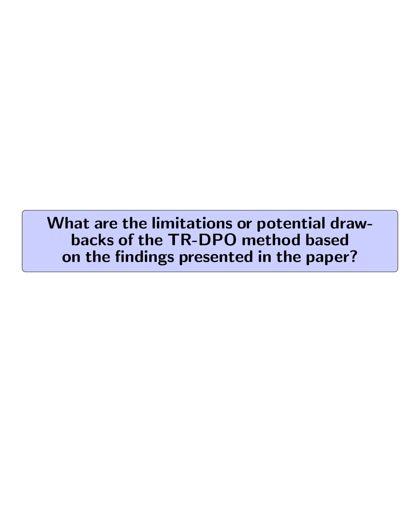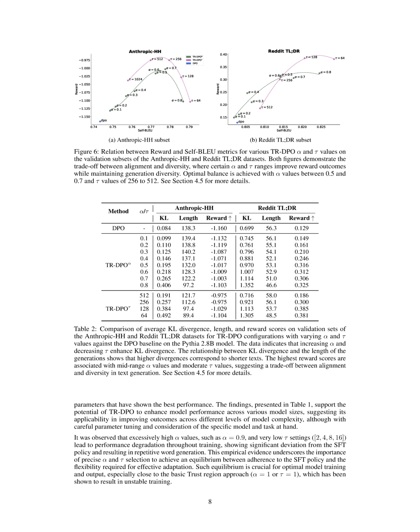What are the limitations or potential drawbacks of the TR-DPO method based on the findings presented in the paper? The limitations or potential drawbacks of the TR-DPO method based on the findings presented in the paper include the risk of performance degradation when using excessively high alpha values, such as alpha equals 0.9, and very low tau settings of 2, 4, 8, 16. These extreme parameter values can lead to deviations from the supervised fine-tuned SFT policy and result in repetitive word generation, impacting the quality of the model's output.